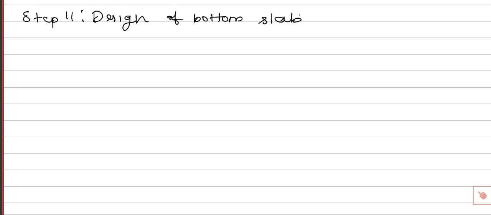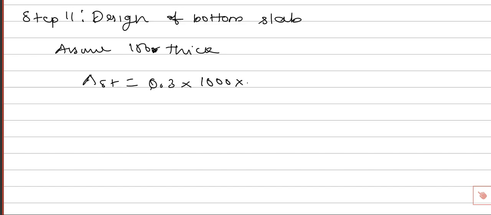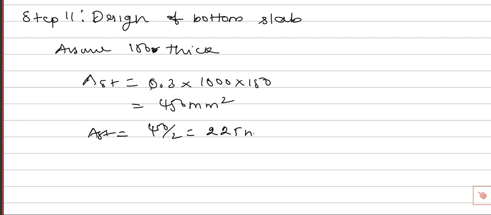Design of bottom slab. Provide a nominal thickness; usually we provide 150 mm thickness. So let's assume 150 mm thick. So Ast is equal to 0.3 percent into 1000 multiplied by 150. The answer is 450 mm square. For each face, 450 divided by 2 is equal to 225 mm square.